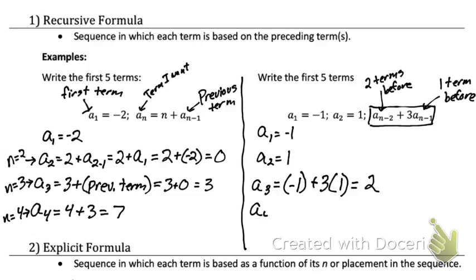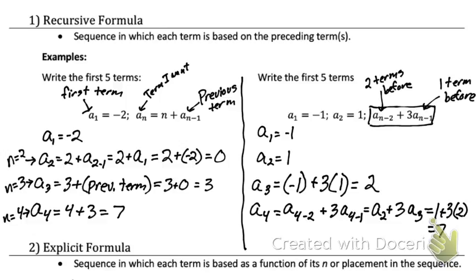So if I was talking about a sub 4, I could do it the strictly math route, where I would say, well, my n equals 4, so we'd have a sub 4 minus 2 plus 3 times a sub 4 minus 1. Well, that would equal a sub 2 plus 3 times a sub 3. I'm going to slowly run out of room here. But that's going to equal a sub 2 would be 1 plus 3 times that 2, which would equal 7. Although it takes a little more space, completely doable.